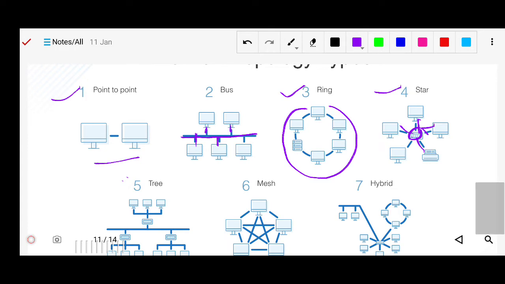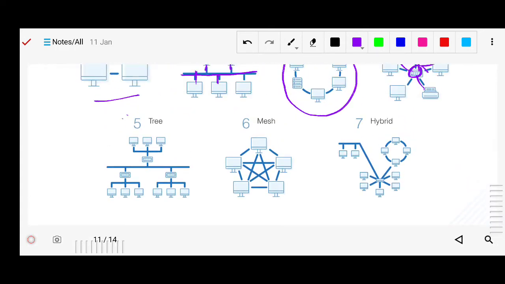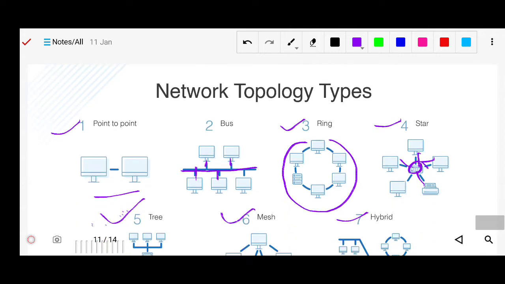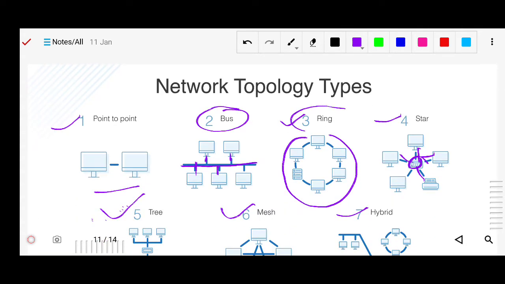Next you can see the tree. This is the tree formation, where all devices are connected in the form of a tree. Then the mesh connection, where all are connected to the others. And the last one is hybrid. Hybrid is a combination of two other connections, like one bus connection and one ring connection combined, so we can form the hybrid. This is the structure of how the devices are connected.